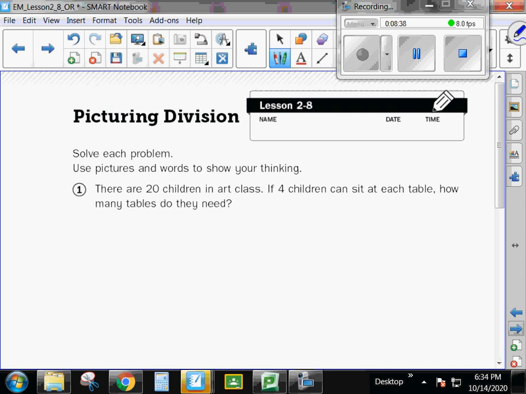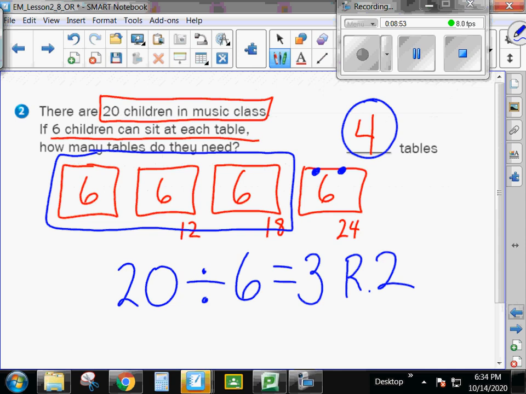It says there are 20 children in art class. If 4 children can sit at each table, how many tables do they need? So a problem just like what we just did. Again, we still have, let's see here, didn't we just do that problem? We did just do that problem.